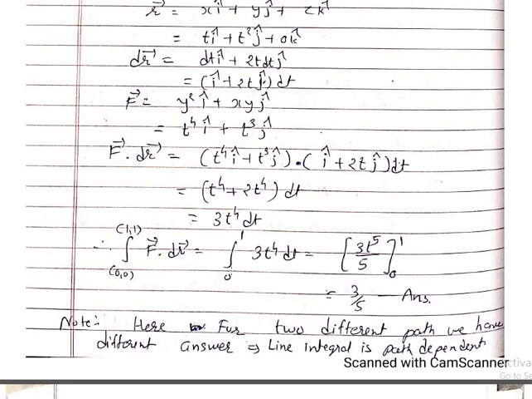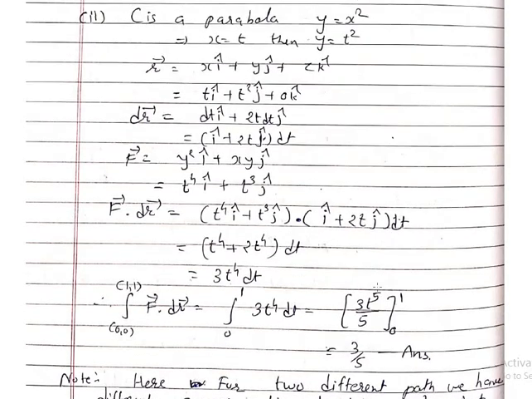Then it will be an integration from 0 to 1, because x is equal to t, and that's why we have a limit of x from 0 to 1. So t also has a limit from 0 to 1. So 3 into t raised to 4 dt. The integration of t raised to 4 is t raised to 5 by 5. And putting the limit, that will give you the answer 3 by 5.